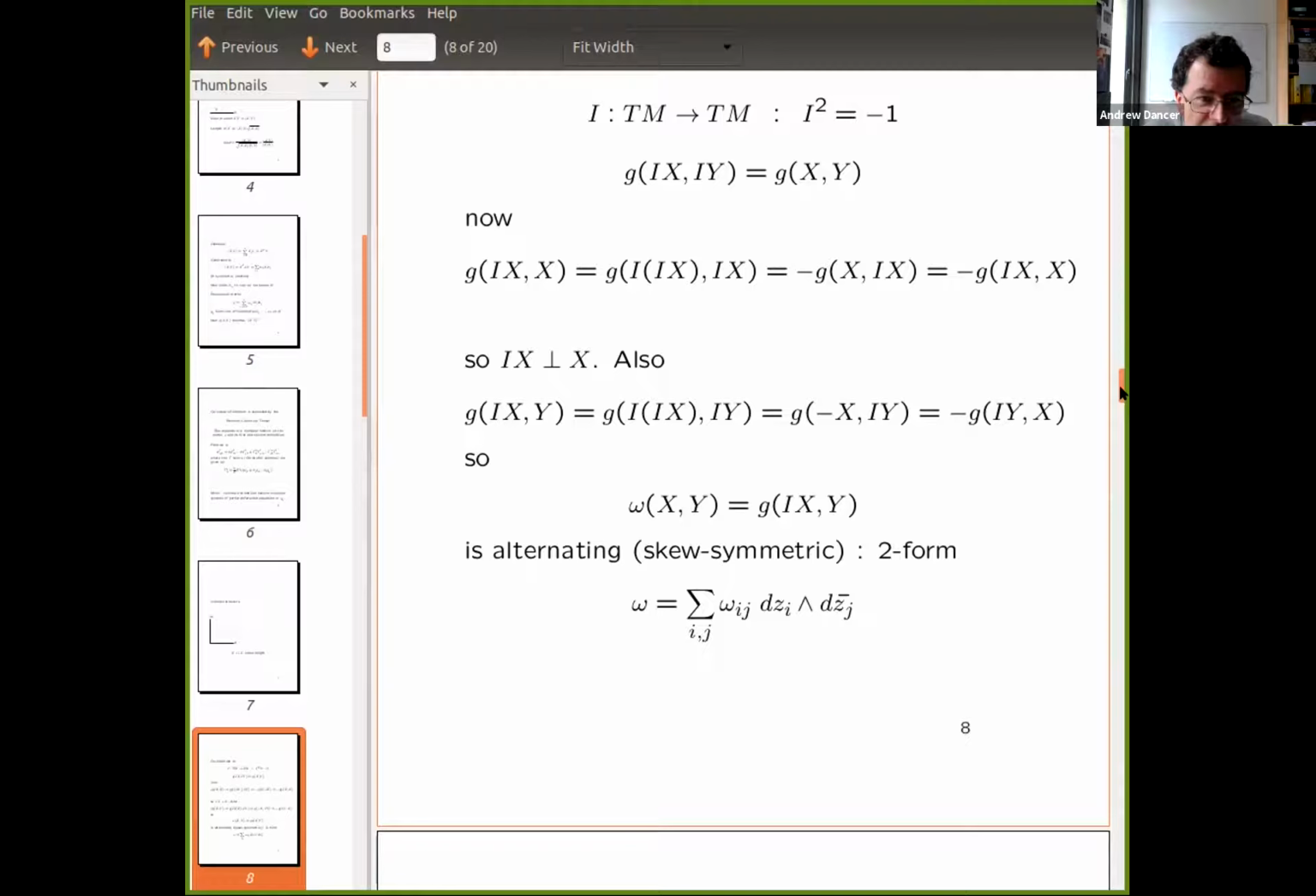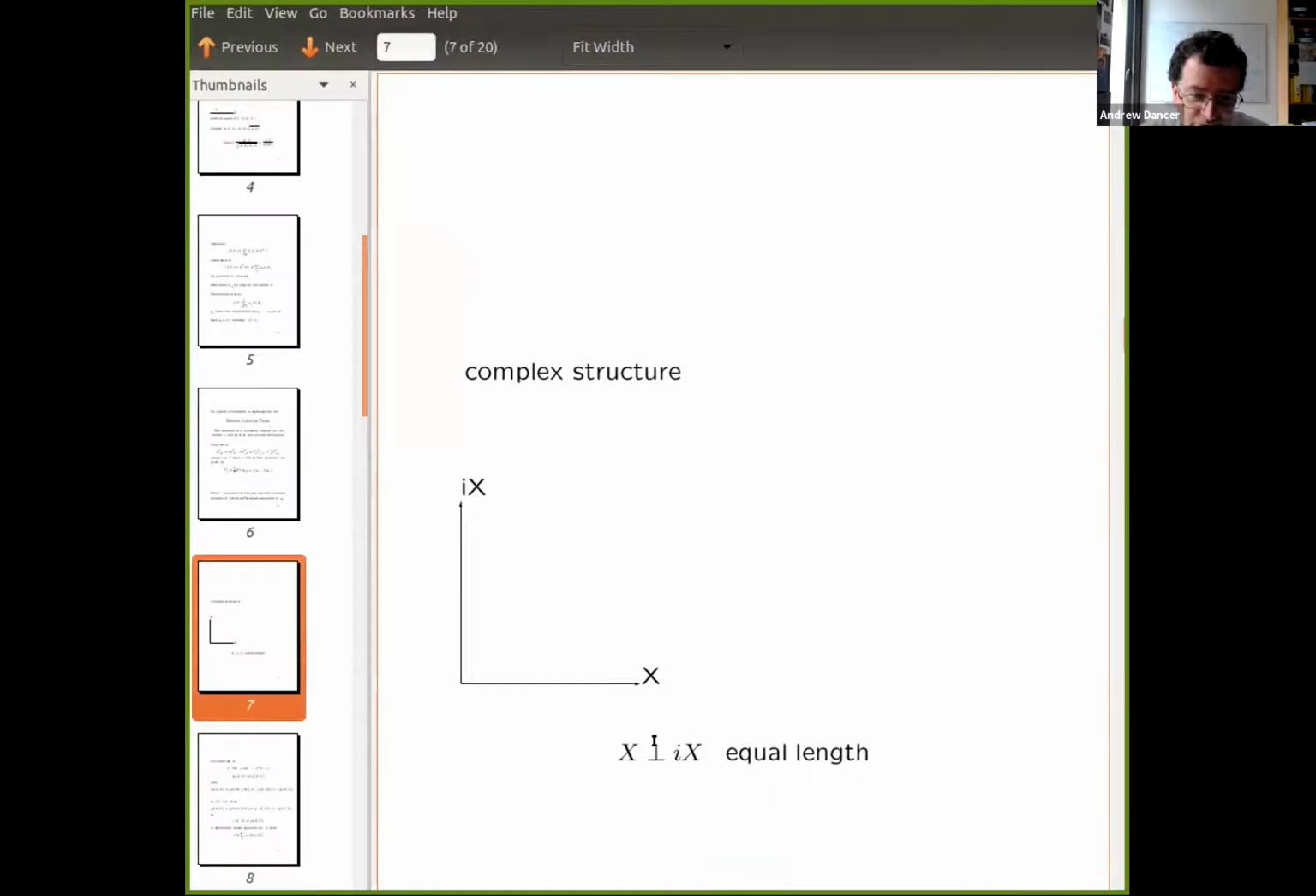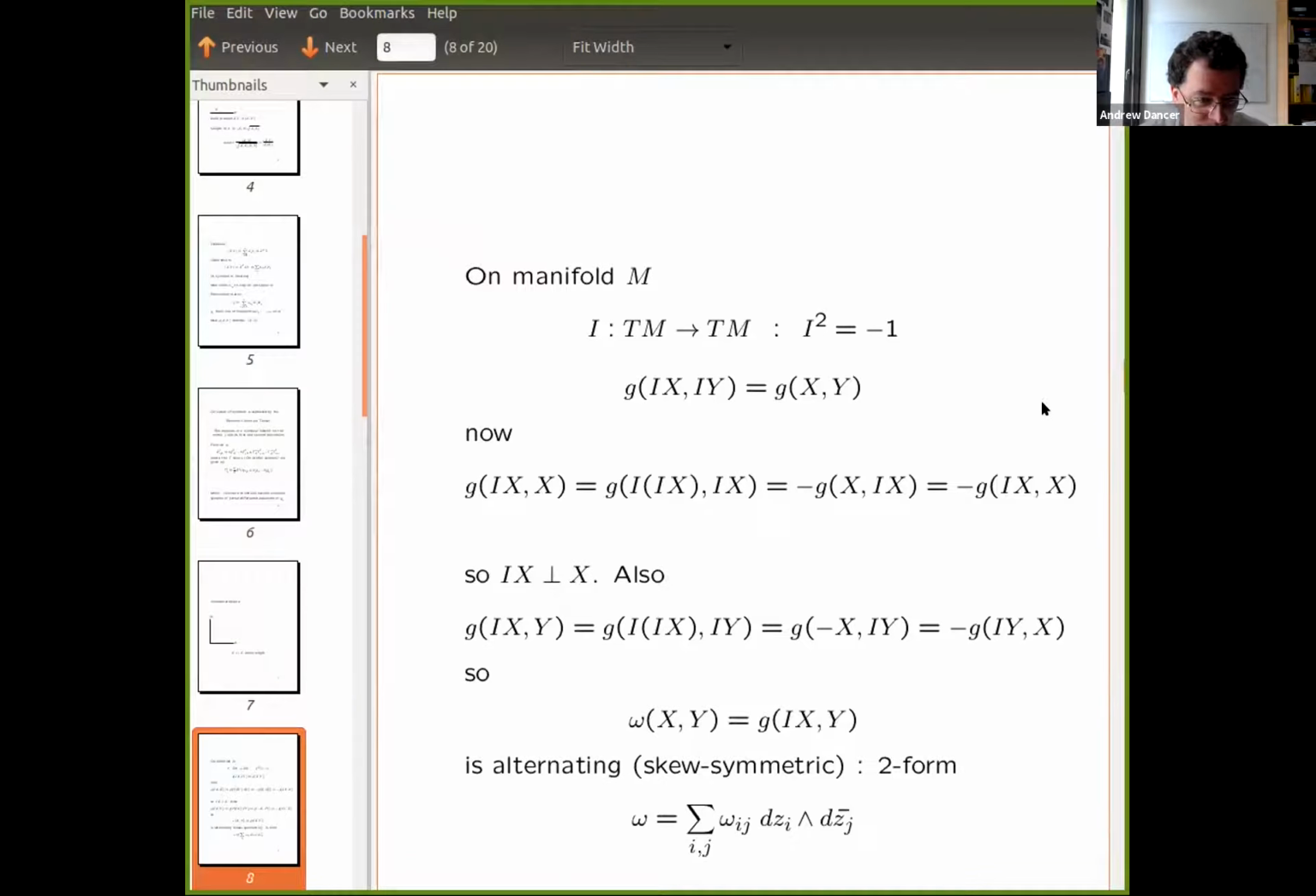Let's look at G(ix, x). Well, by the Hermitian property, that's the same as G(ix, ix)... You can just hit both of those with I. But then I squared is -1, so that's minus G(x, ix). And by symmetry, everything is symmetric, of course, by the inner product property, that's the same as minus G(ix, x). So G(Ix, x) is equal to its negative, so it is 0. That recovers, if you like, the condition we had before, that x is orthogonal to Ix.